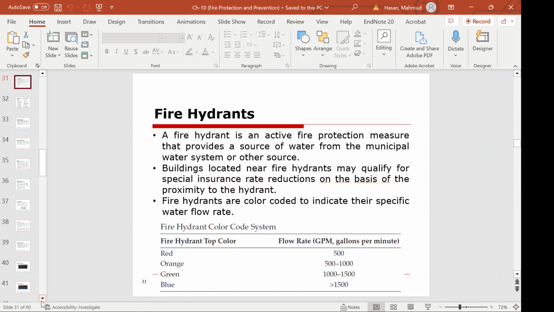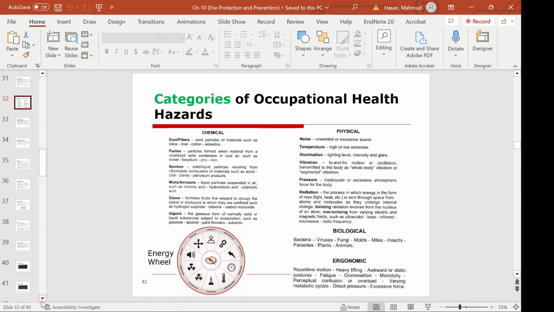So sometimes if your house is near a fire hydrant, you might get some kind of tax reduction, which is good. Fire hydrants are color coded to indicate their specific water flow rate. If you see red, orange, green, and blue: red means 500 GPM, or gallons per minute, is the flow rate it can produce. If it is orange, 500 to 1000 GPM; green, 1000 to 1500; and blue, above 1500 GPM flow rate it can produce.